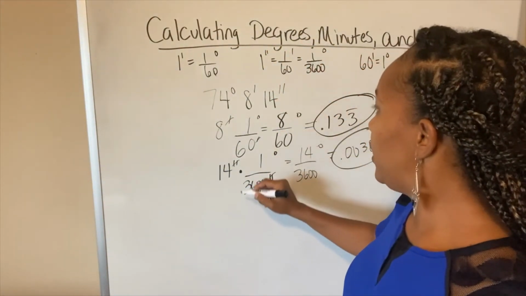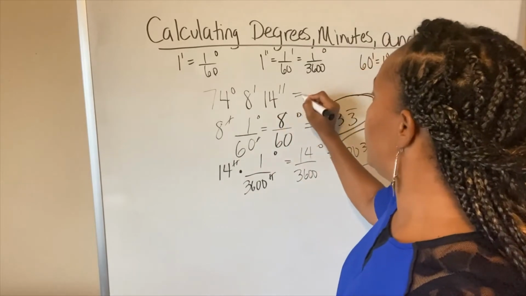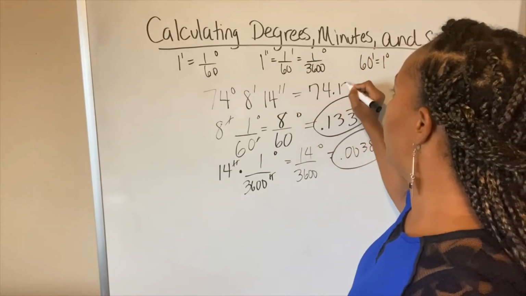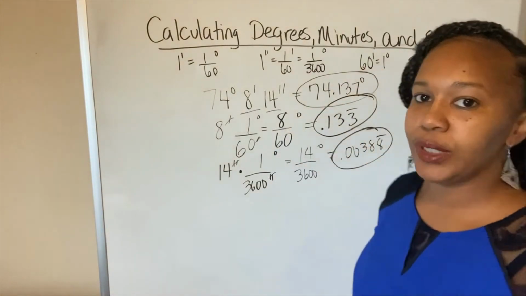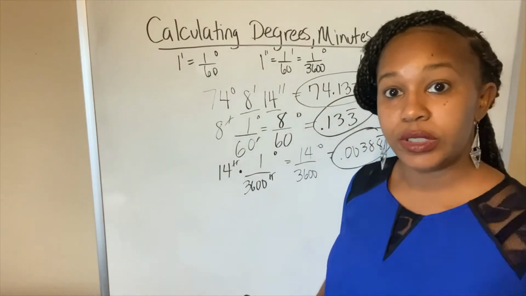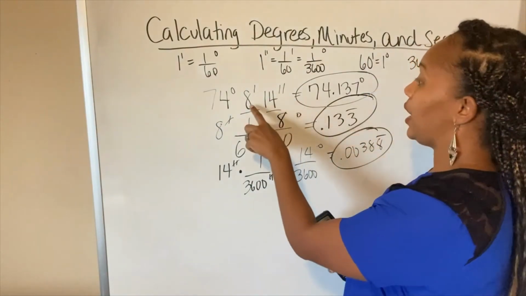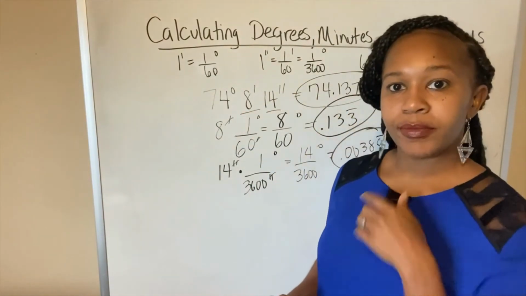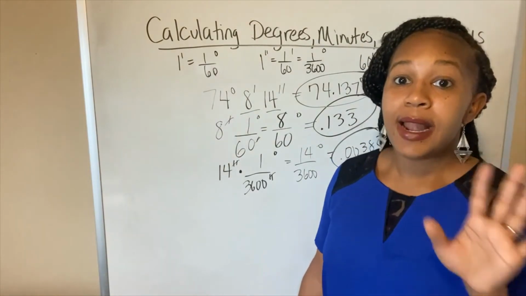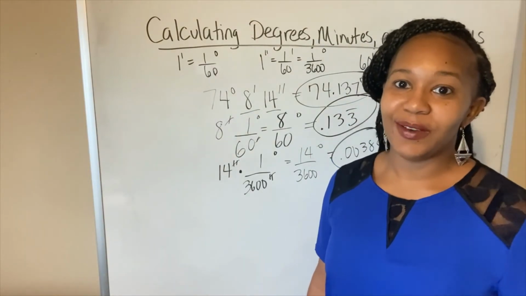So this would be 74.137 degrees. So that's how I take the 8 minutes and the 14 seconds and convert it to decimal degrees. All right. So this is saying it's not actually a full degree, it's a fraction of a degree. And that's how you will work that problem. Let me know if you have any questions whatsoever.